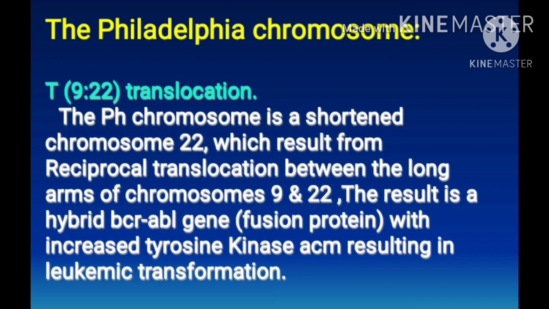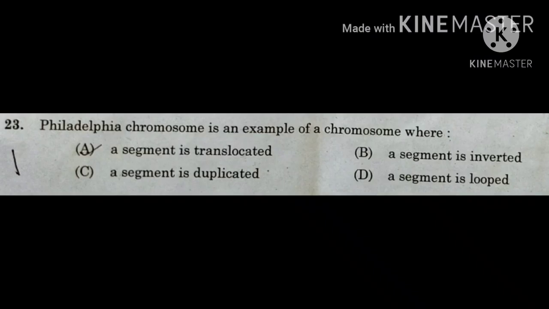That shortened chromosome number 22 is known as actually what? Philadelphia chromosome. And that Philadelphia chromosome leads to a disease condition known as chronic myeloid leukemia. Okay, once again I invite your attention to this question. Now you know the answer. The Philadelphia chromosome is an example of a chromosome where a segment is translocated. Philadelphia chromosome is a typical example for what?